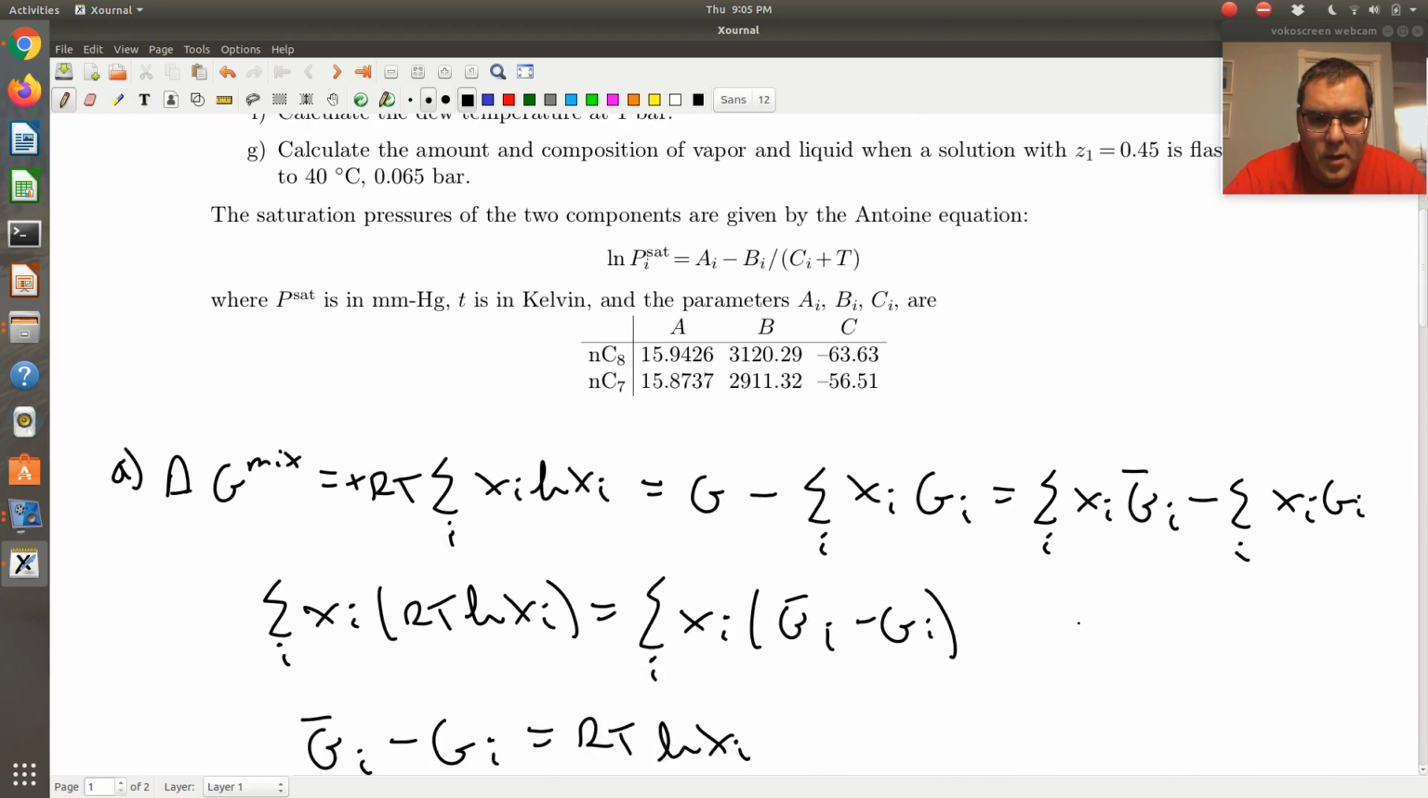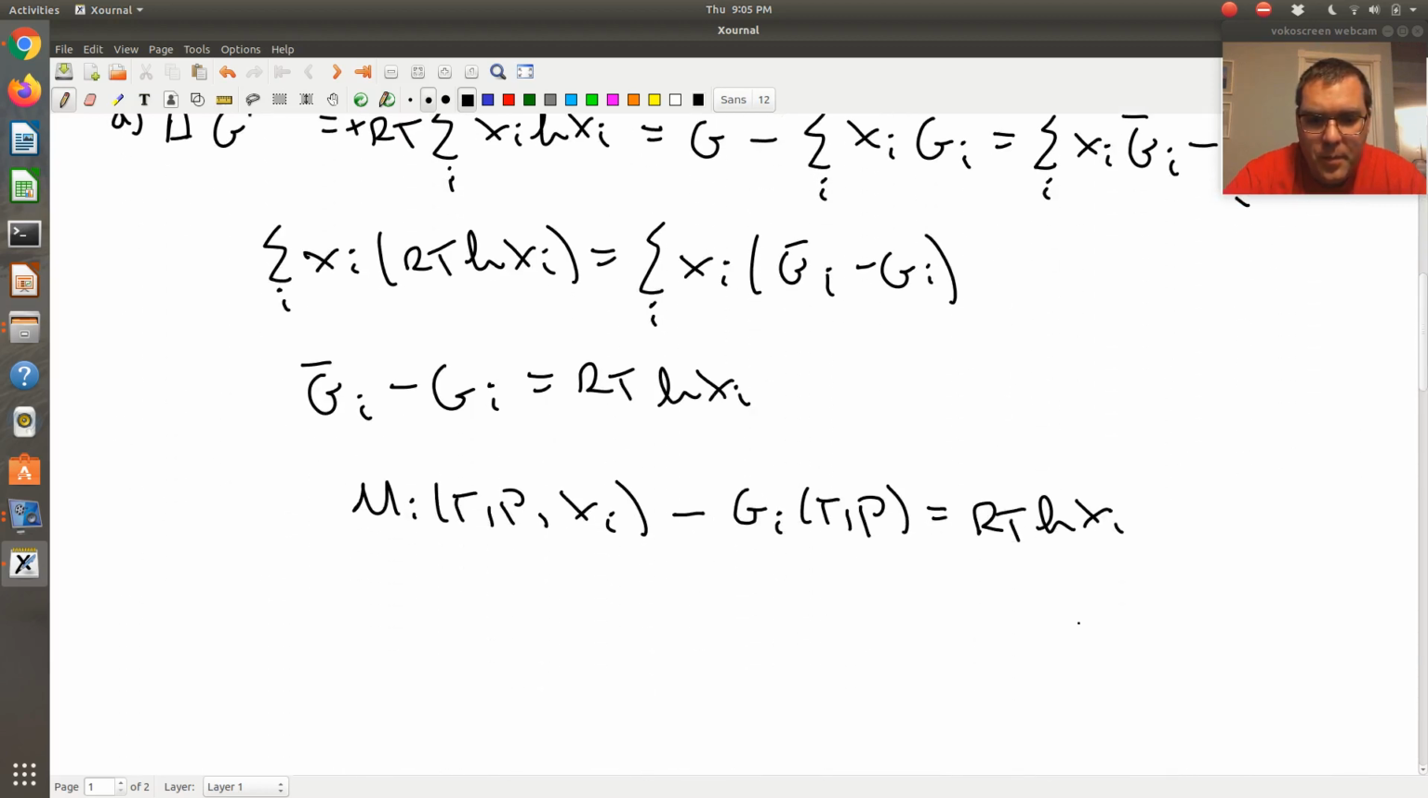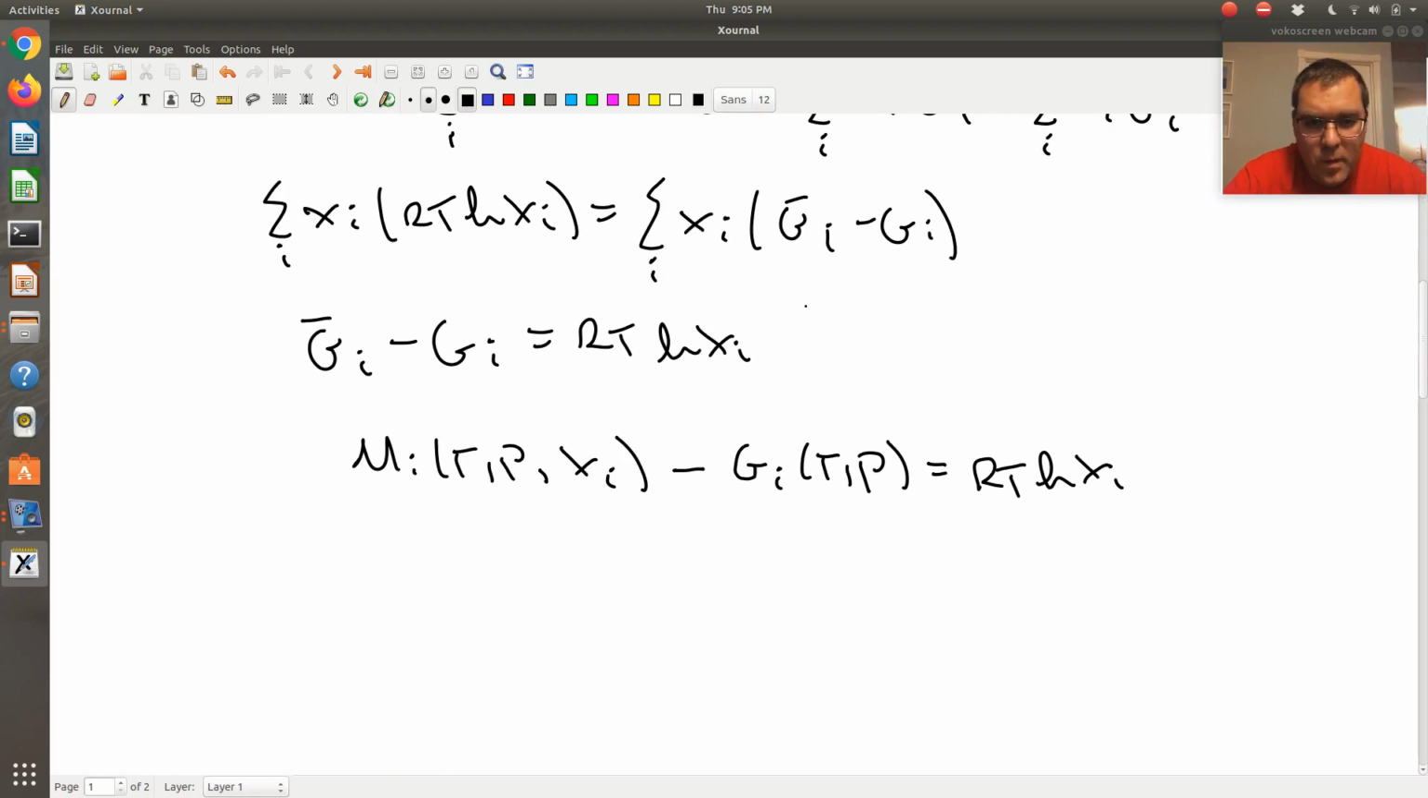So I know the liquid phase mole fraction, so I know RT log xi. Mu i is what I'm trying to calculate. So the question is, do I know gi? Do I know the pure component molar Gibbs free energy? The answer is no, because it comes back to needing to define a reference state in some way.